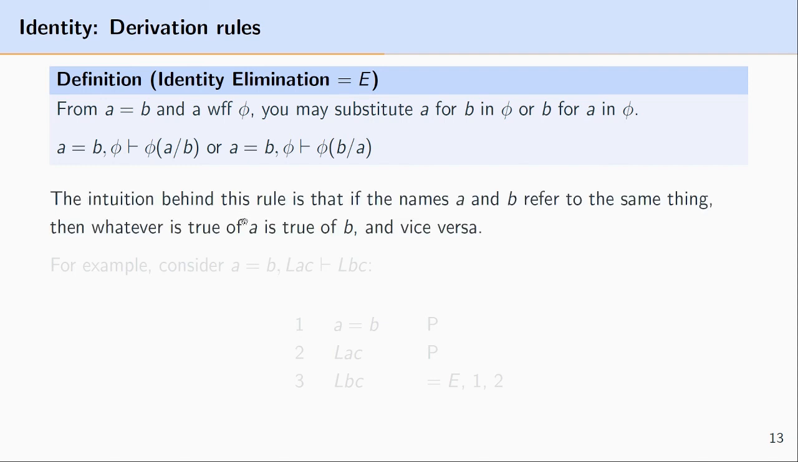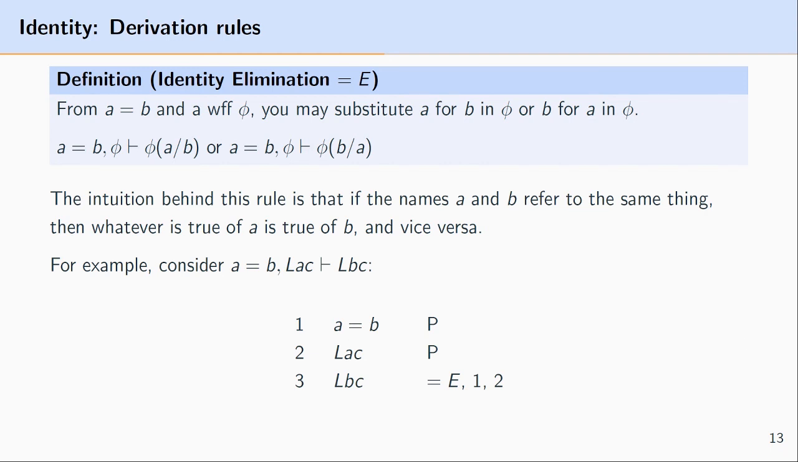So before I do that, one thing I want to point out is that the basic intuition behind this rule is that if the names A and B refer to the same thing, then whatever is true of A is true of B and vice versa, so you can substitute the names for each other. Now, there are some problems with this particular rule, but we'll ignore those here. And if you're interested, I could cover them in a different video.